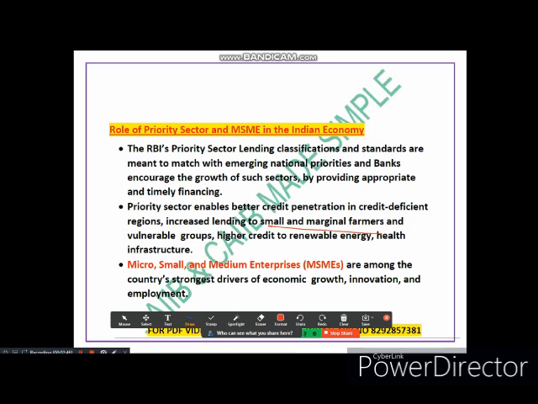Furthermore, priority sector lending helps provide more financial support to sectors like renewable energy, health, infrastructure. Okay, so this priority sector lending provides financial support to these sectors also.